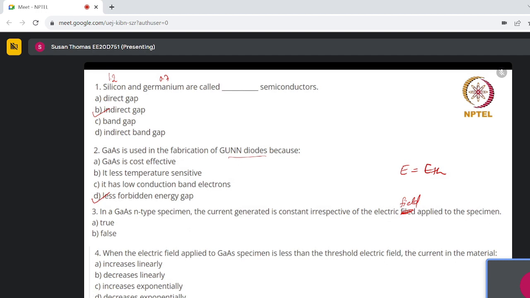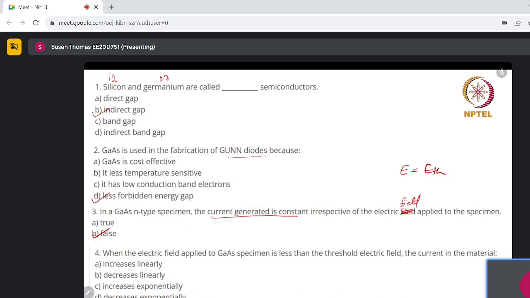Oscillatory in the sense with respect to time. And that is microwave oscillation. I mean, the frequency of the oscillations is in the range of microwave frequency. And that is called the Gunn effect. So the current generated cannot remain constant irrespective of the electric field. So this is a false statement. Okay, I hope it's clear.